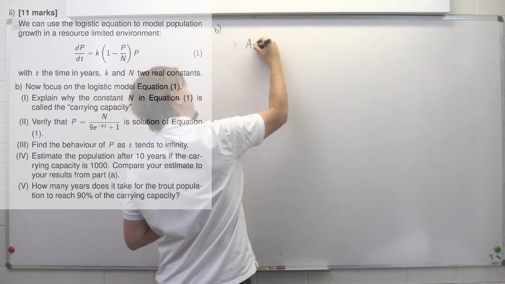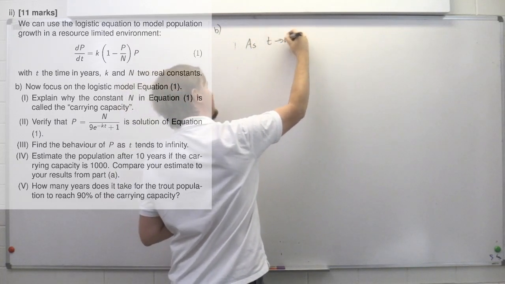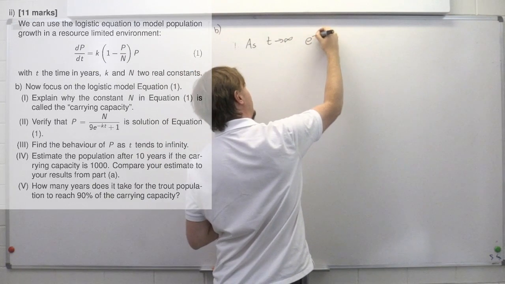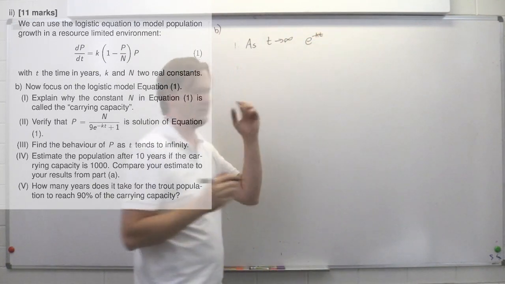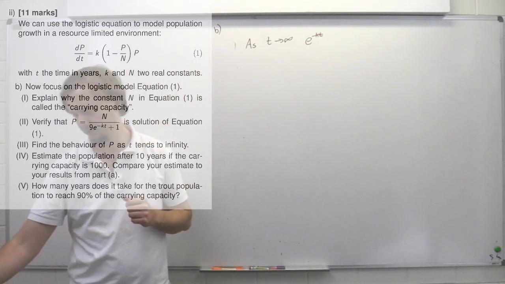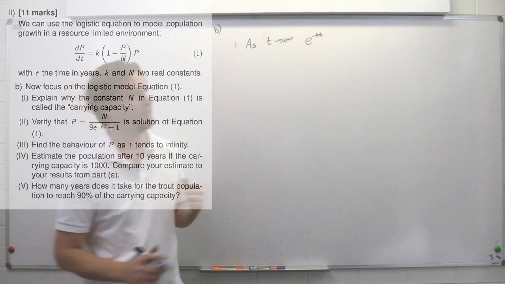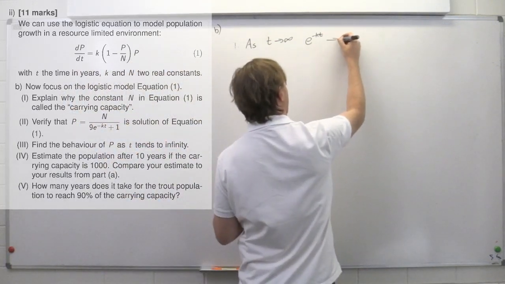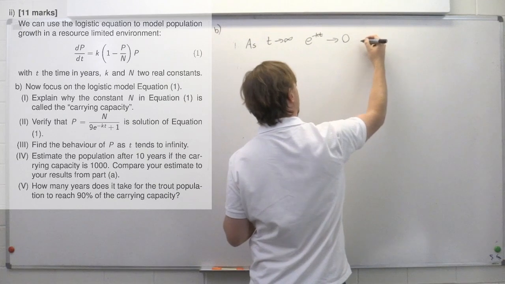So just to note, as t tends to infinity, what's really of interest is this term e to the minus kt. And k here is a positive constant. This should tend to 0.